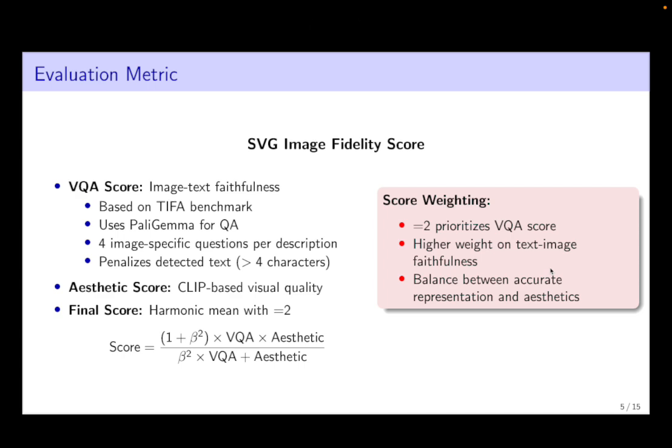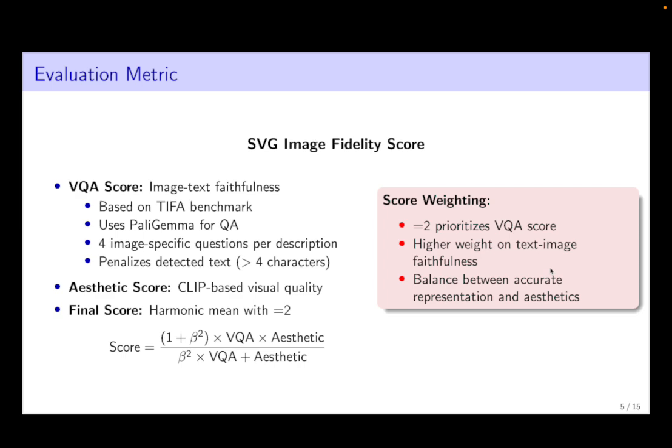Now, how was performance accurately measured? The core metric was the SVG image fidelity score. This score cleverly combined two main components. First, a VQA, or visual question answering, score, which measured how faithfully the generated image represented the text prompt, using the PaliGemma model and penalizing unwanted text found via OCR.